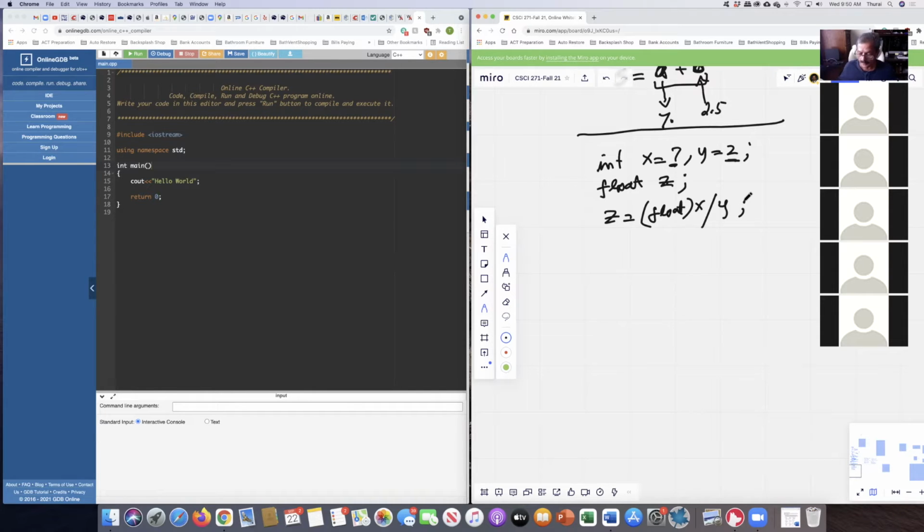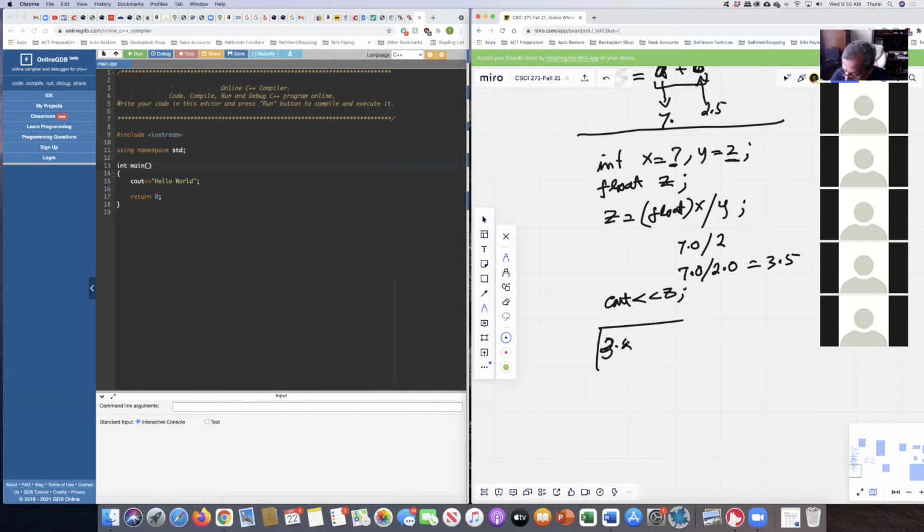Why? Because I'm converting X to float temporarily, for the purpose of this division, and then dividing by Y. So now I'm going to divide 7.0 by 2. When you're dividing a floating point number by an integer, it will convert both to float. So the actual division will be 7.0 divided by 2.0, and that will be 3.5. Therefore, if you now print Z, it will print the correct answer, 3.5.